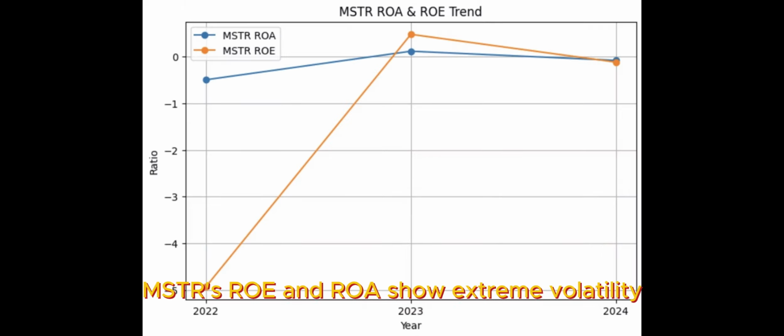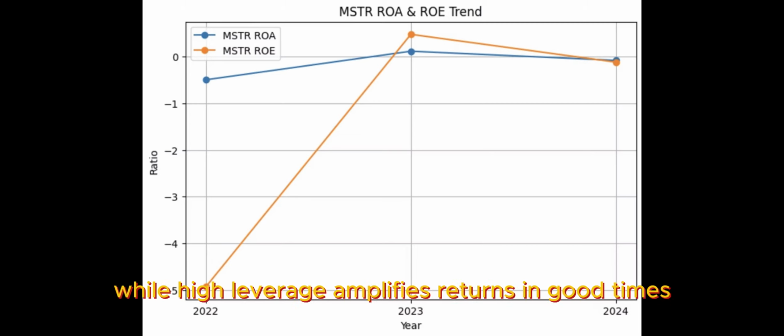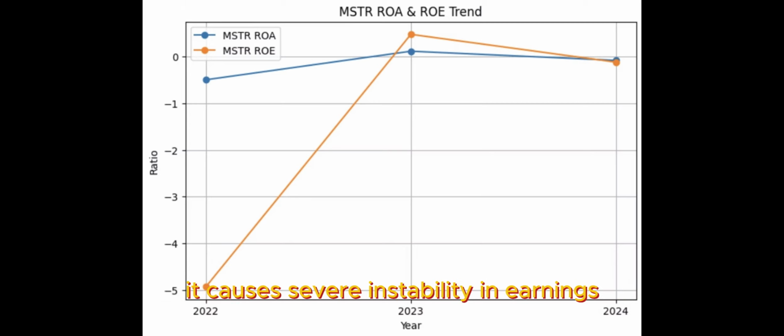MSTR's ROE and ROA show extreme volatility, while high leverage amplifies returns in good times. It causes severe instability in earnings, equity, and past high risk.